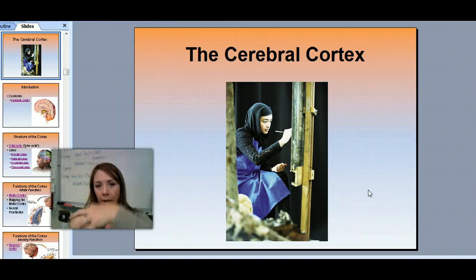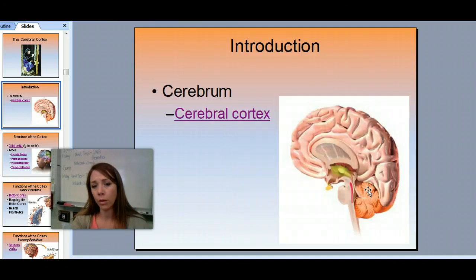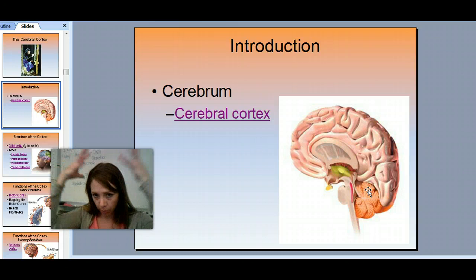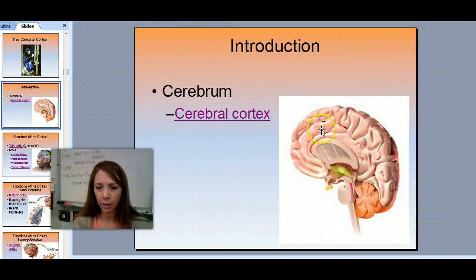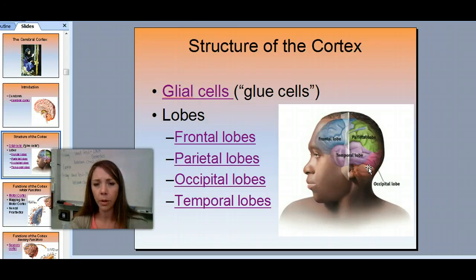So my cap on top, my cerebral top. Remember that this is the part that makes us higher order thinking. The cerebral cortex is the part that sits on top. It's anything outside right here. This is the limbic system in here. This is your cerebral cortex, and it's broken into a couple different parts. Remember that there's different lobes. The ones that glue them all together are called glial cells, but the lobes are broken into here.